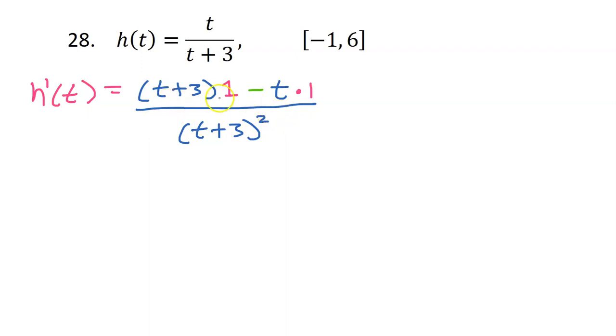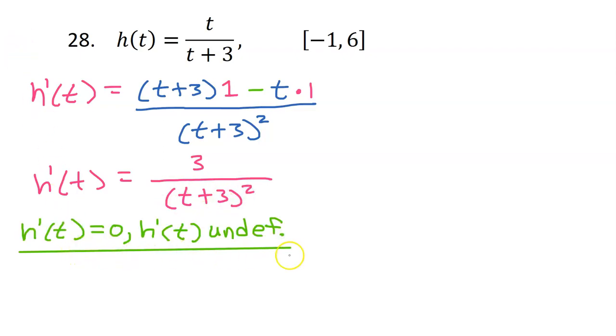Can we simplify this at all? I think we have some like terms we can combine. So we have h prime equals, ignore the multiplying by 1, that's not doing anything. We have t minus t, so these t's are going to cancel each other out. So we end up with 3 over t plus 3 squared.